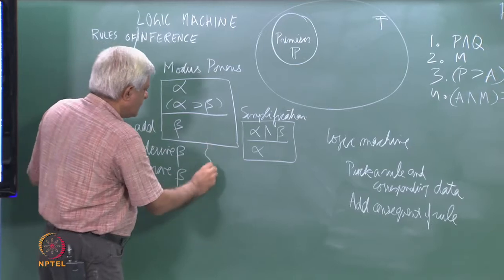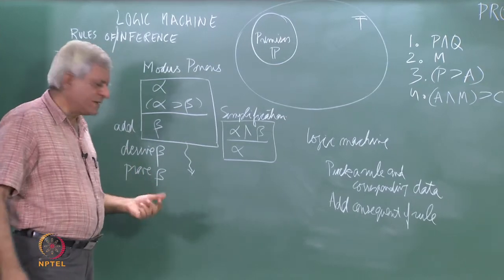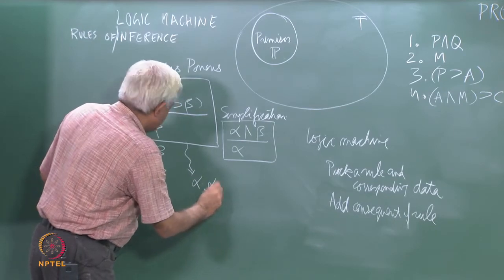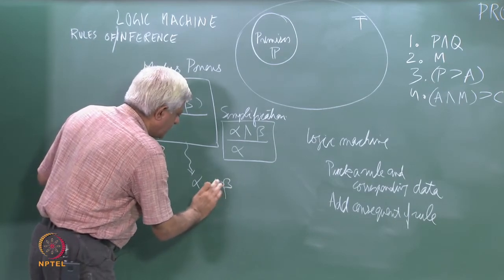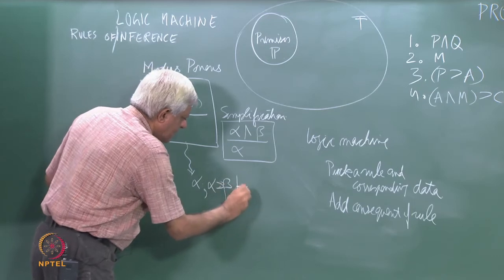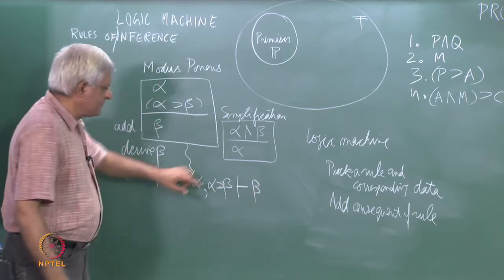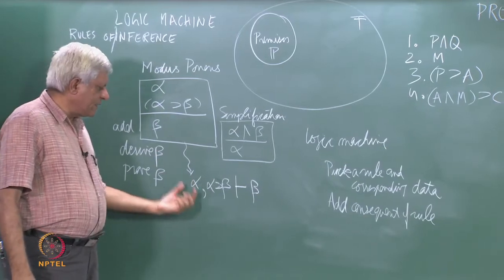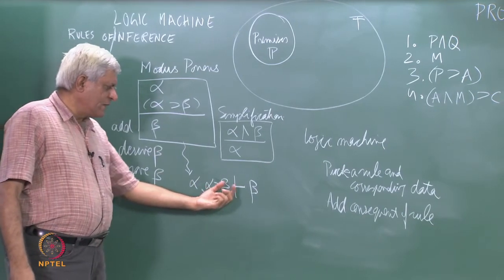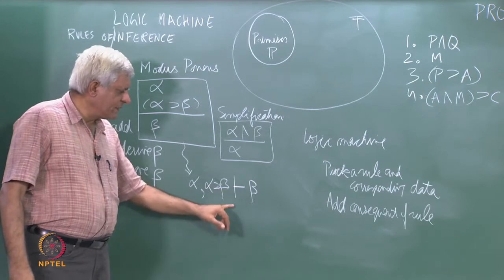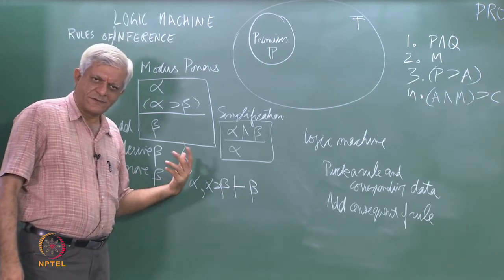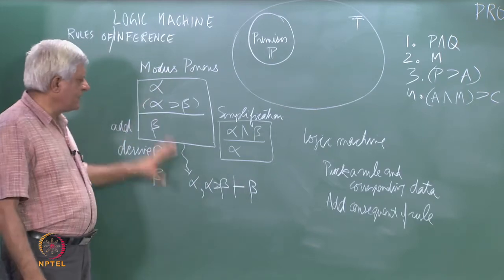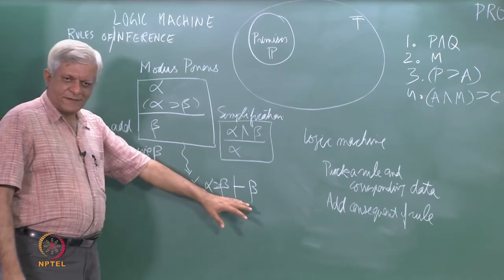We also use another way of signifying this rule. We say alpha, alpha implies beta. That is another way of writing this rule, which says that given alpha and given alpha implies beta, you can derive beta. This symbol is used for proving or deriving, and this is stating a rule of inference, modus ponens. It says that if you are given these 2, you can add that.